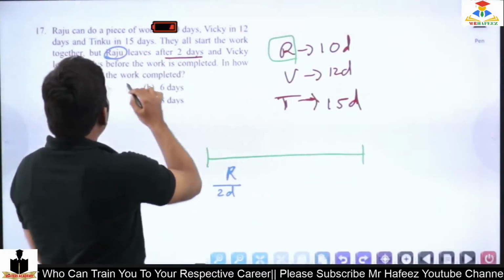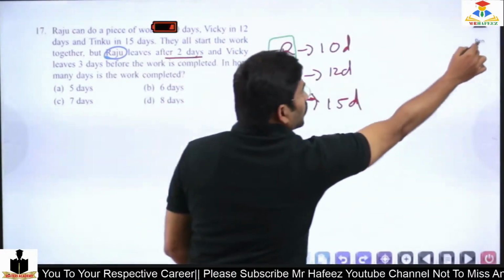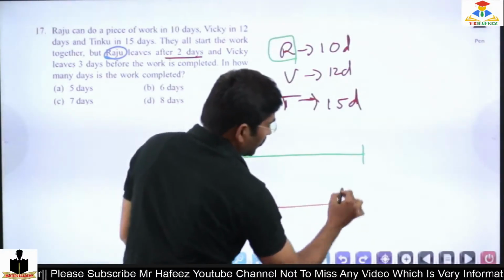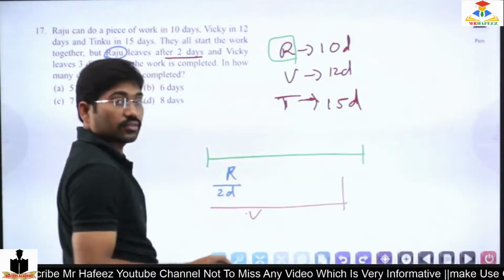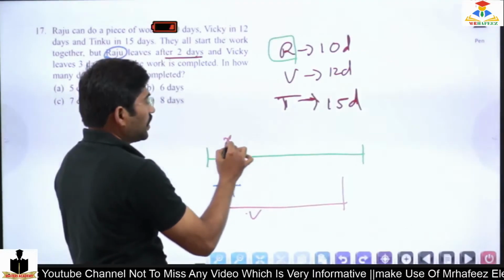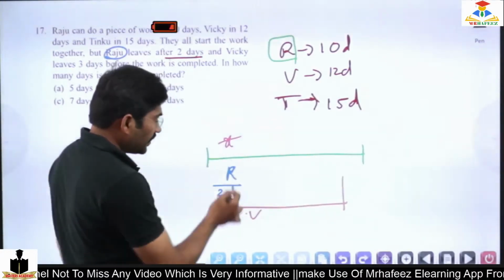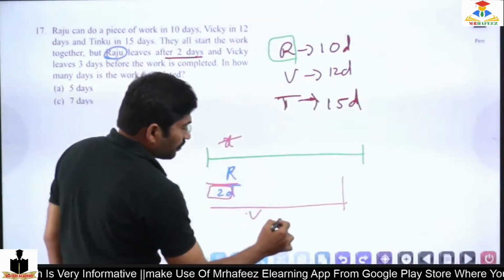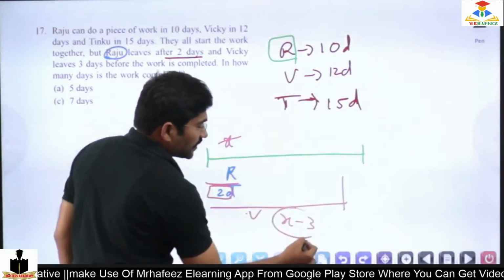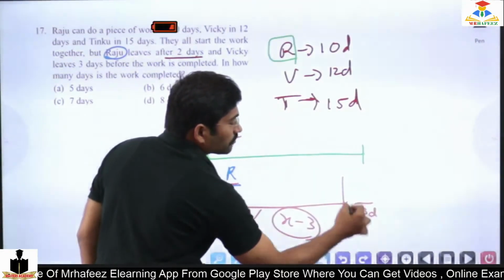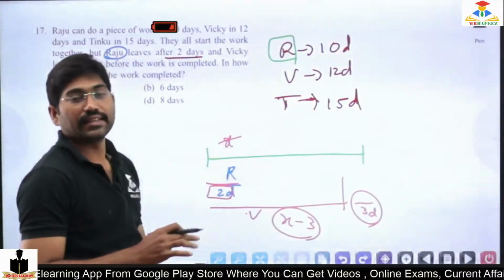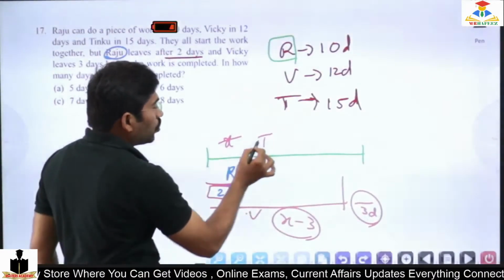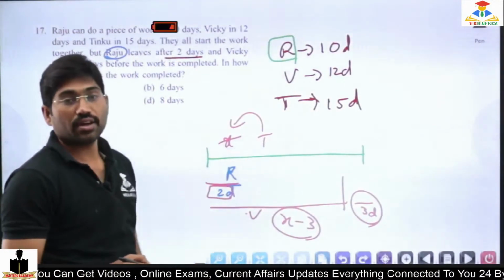And Vicky leaves 3 days before. That means from here to here, Vicky worked. Assume that total number of days is X, then this is 2 days, because that is very clear. And Vicky worked for X minus 3 days. The reason is the leftover is 3 days. So before completion, 3 days before, he left the job. And Tinku is a guy who worked for X days.